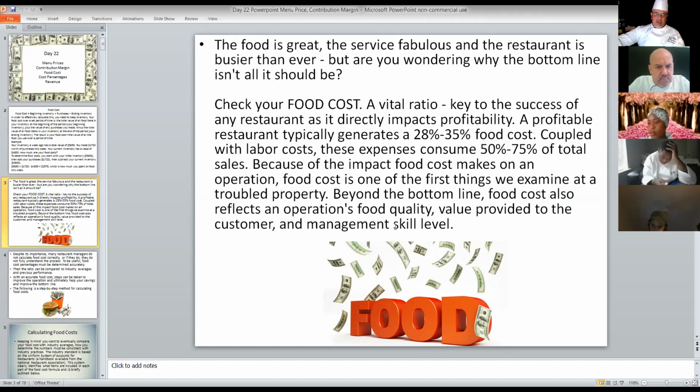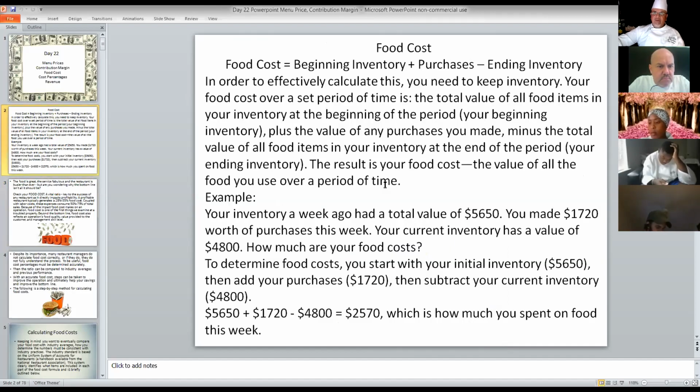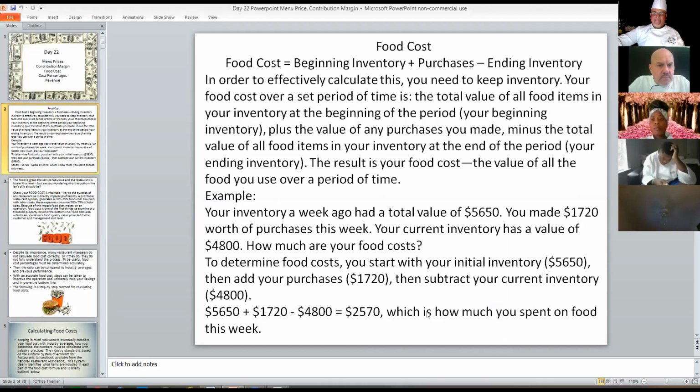Okay, so let me go back to the first slide. Okay, food costs, beginning inventory plus purchases minus ending inventory. You all have two sets of inventory sheets with you, right? Okay, I'm going to show you guys this first one. Here we go, okay? This is the one that, in the property, we had about $50,000 worth of inventory.